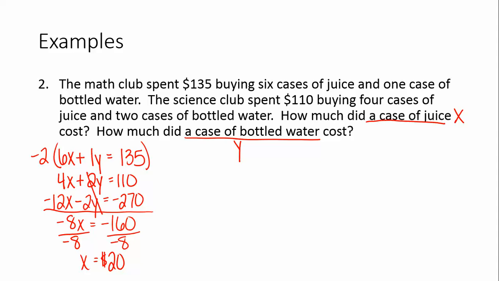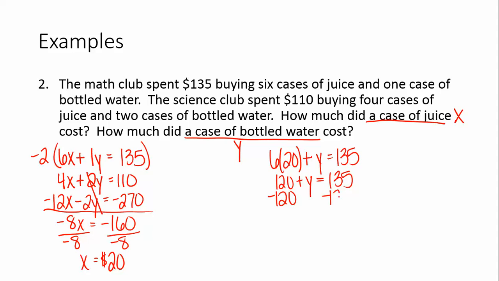But now we need to figure out how much the bottled water cost. So I'm going to go back to the first equation. I'm going to plug the 20 in for x. So we get 6 times 20 plus y equals 135. So it's 120 plus y equals 135. Subtract 120 from both sides. And we get y equals 15, and again we are talking about cost, so it costs $15 for a case of bottled water.